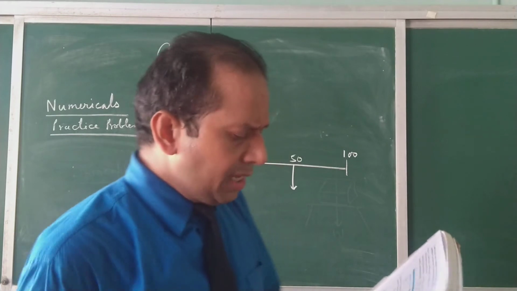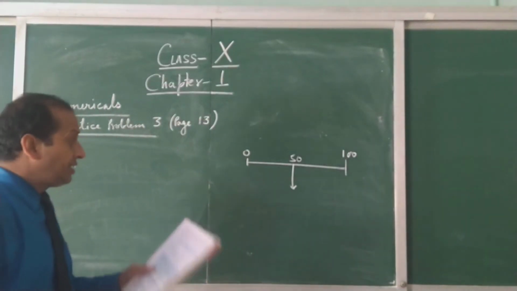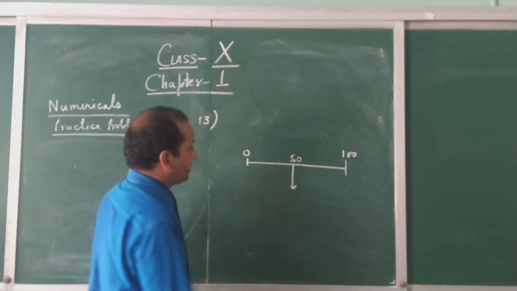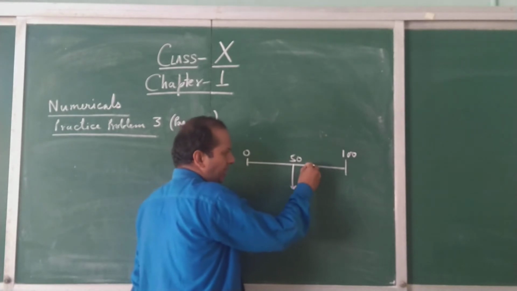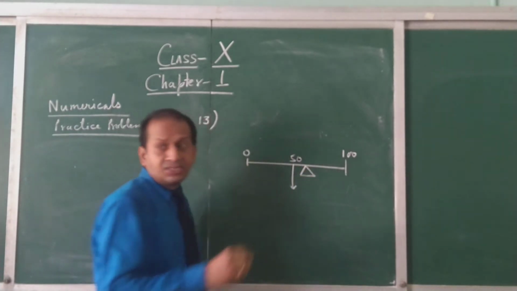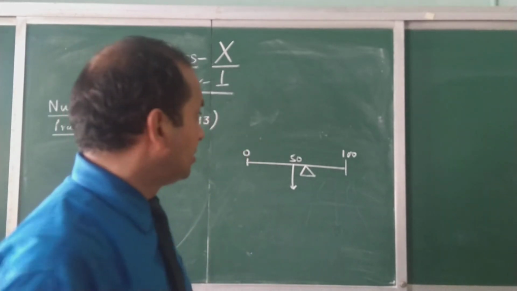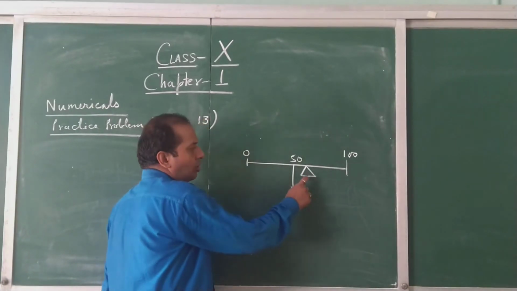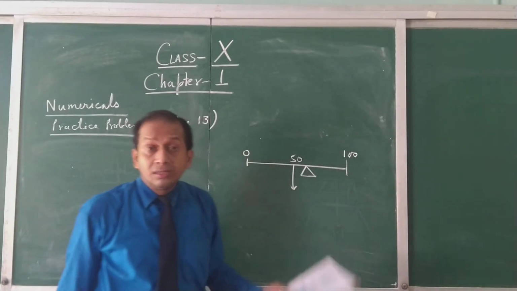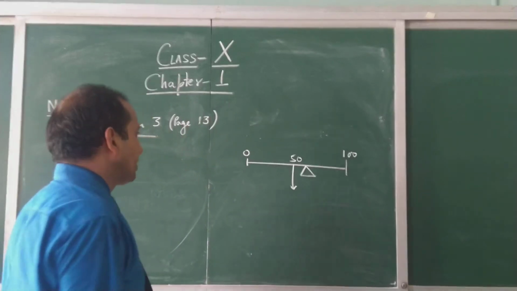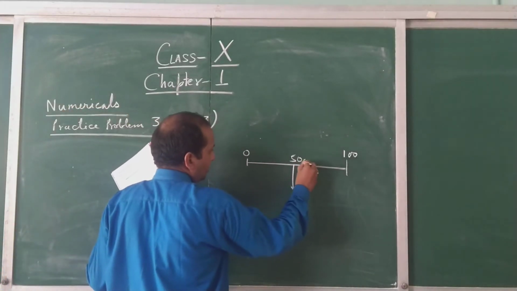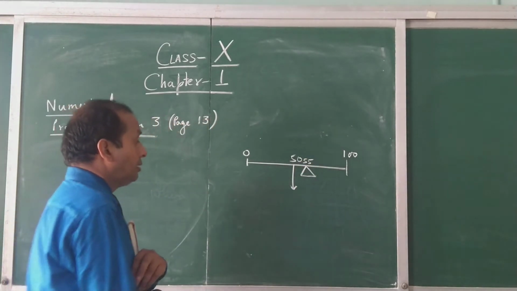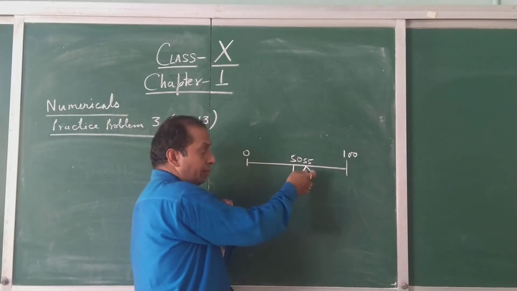A uniform meter scale balances horizontally on a knife edge placed at 55 centimeter mark. Whenever knife edge is written, or even if it is written that it is balanced at this point, there you will draw this type of triangle known as the knife edge here, and in this question it is placed at 55 centimeter. Children, remember that we will calculate the moment about this point.